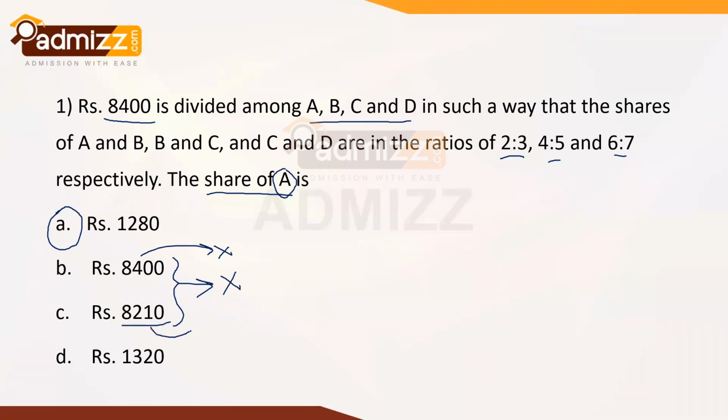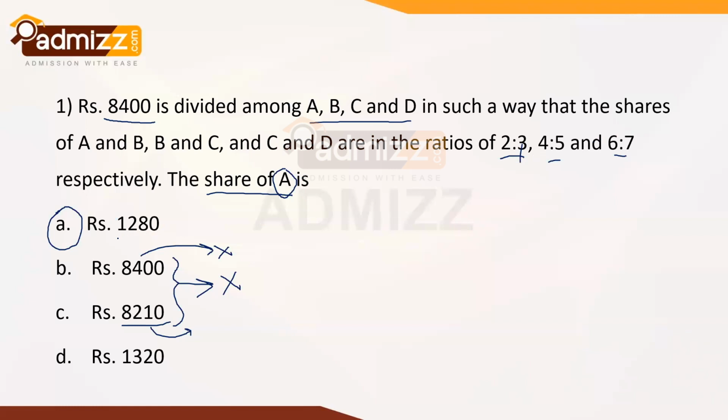8210 is also not the answer because take a look at these ratios, right? They are incredibly huge, right? And so if 8,200 were to be the answer, then these ratios had to be something like 32:1 or things of that nature, right? So these two options can be safely eliminated.